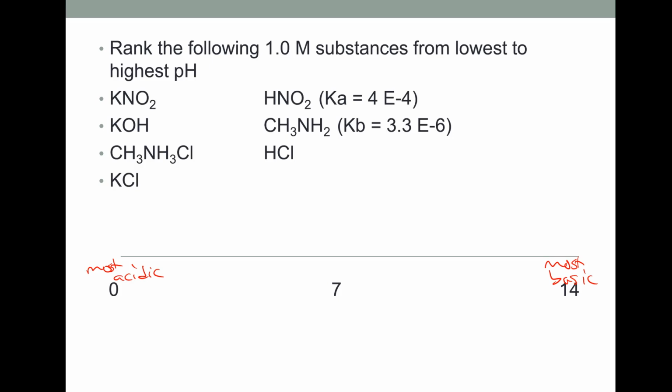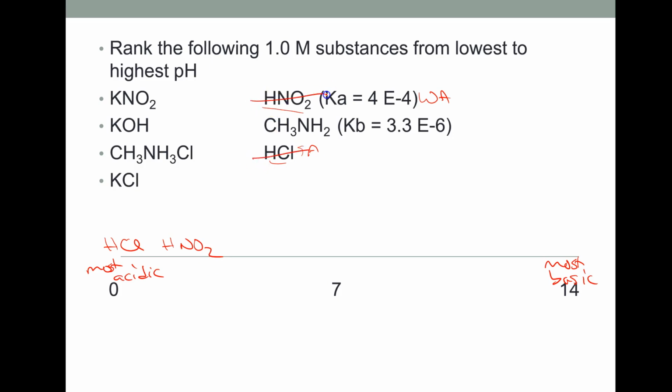The way you identify an acid is it starts with an H. I see 2 things that start with an H. This one has a Ka that you would get from a table. This one doesn't. This one is a strong acid. This one is a weak acid. So HCl is going to have the lowest pH. HNO2, though, probably has a pretty low pH, but not as low as that, not if they're the same molarity.